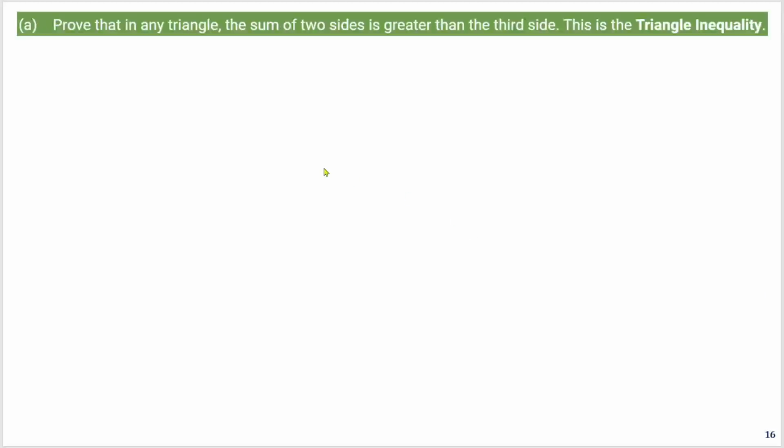Alright, let's try to do this together. First, prove that in any triangle, the sum of the two sides is greater than the third side. So we've had so much success building right triangles, right? So again, we could make use of some right triangles here. Well, let's separate cases here. So suppose we have an acute triangle, case one.